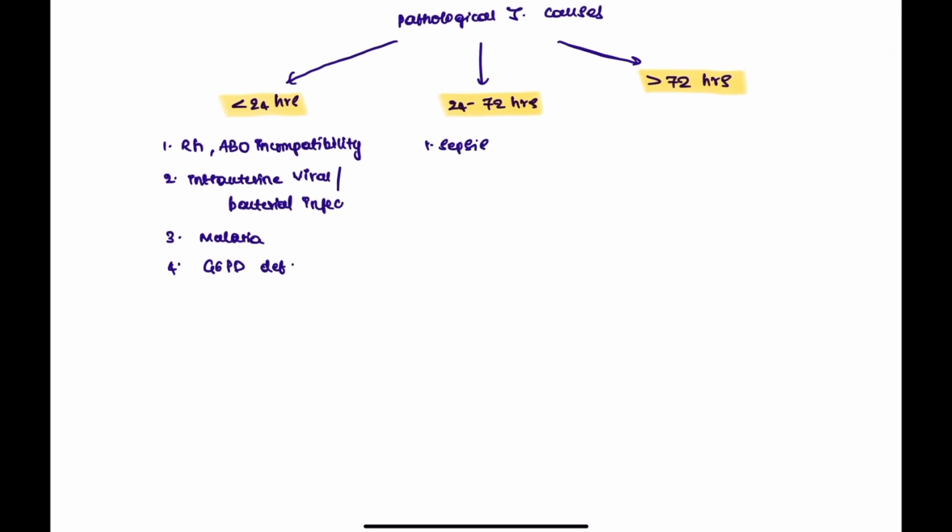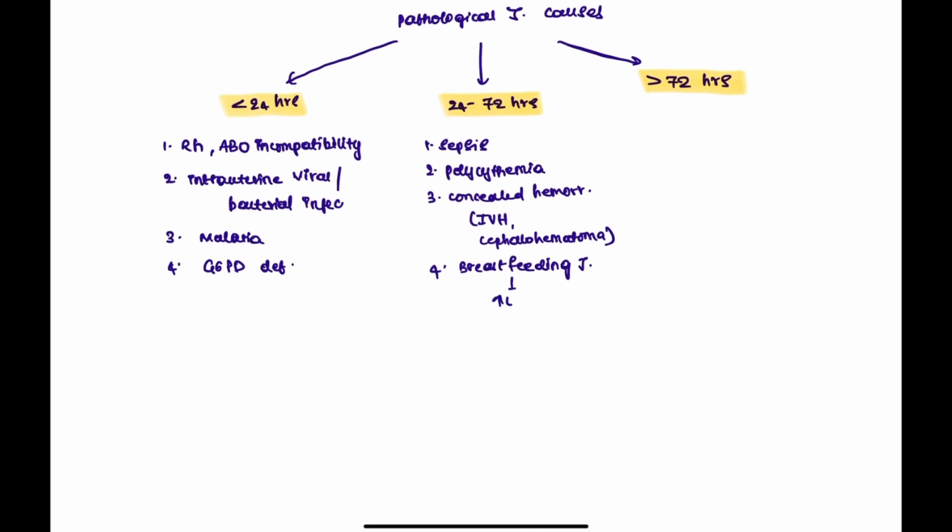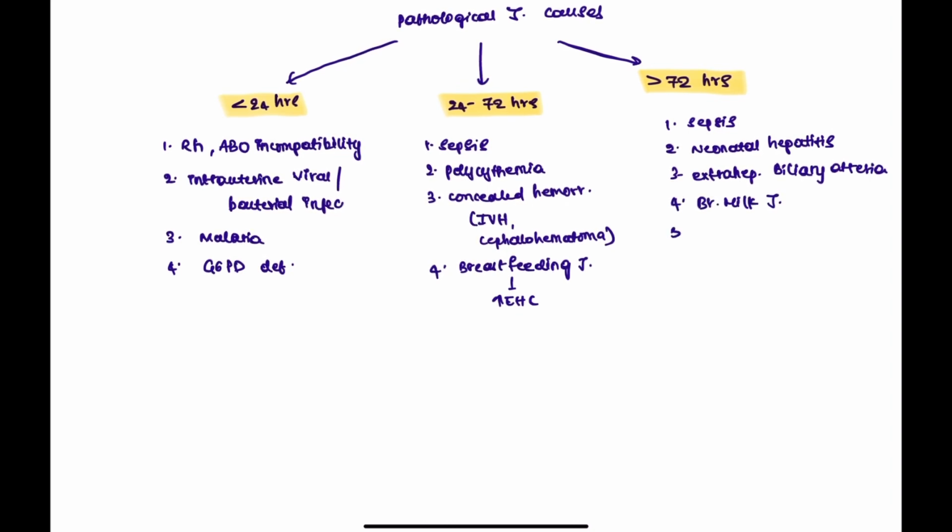In 24 to 72 hours, the causes include sepsis, polycythemia, any concealed hemorrhages like intraventricular hemorrhage and cephalohematoma, and finally breastfeeding jaundice, which is basically increased enterohepatic circulation, thereby causing jaundice. Then after 72 hours, the causes again include sepsis, neonatal hepatitis, extrahepatic biliary atresia, breast milk jaundice, and finally Crigler-Najjar syndrome, which is a metabolic and inherited disorder.